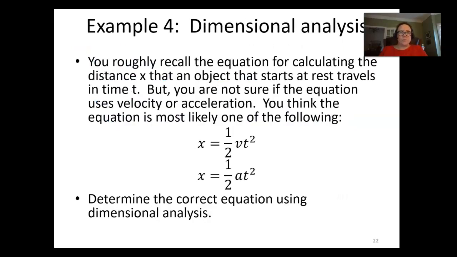So let's look at an example. Let's say that you're taking a test and it's asking you to calculate the distance that an object that is starting from rest moves in time t, and you're unsure of the equation. You think that the right equation to use might be one of the following two that are listed here. Maybe position x equals 1/2 velocity times time squared, or maybe position equals 1/2 acceleration times time squared. And so we're going to use dimensional analysis to figure out which one of these equations is valid.